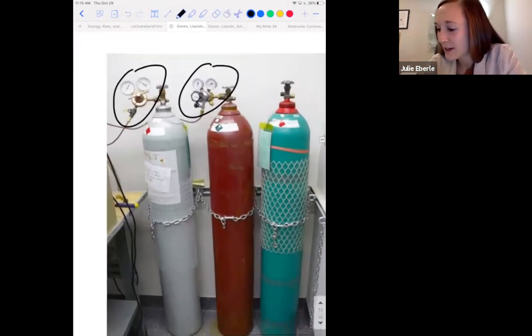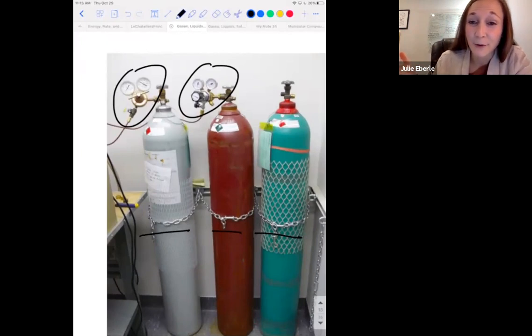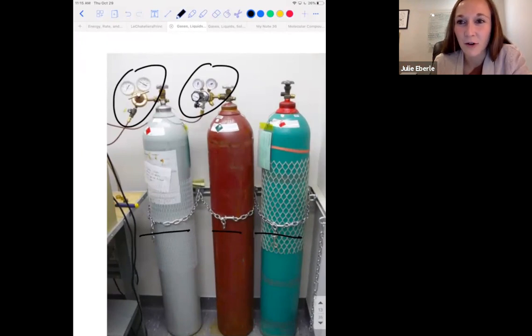But does it concern anybody that there are chains here? Anybody notice those? Why are these gas tanks chained to the wall? I mean, they're not going to run off anywhere, right? It's just air, so it's not like they're super valuable. It's not like taking an instrument or some very expensive glassware. It's just air in those gas tanks. So why are they chained to the wall?